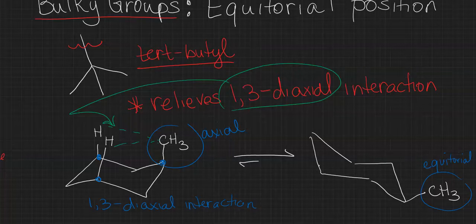So whenever the bulky group is present, you want to put it into the equatorial position because that is going to be the structure that is favored. Again, that is going to always be the structure that is favored.